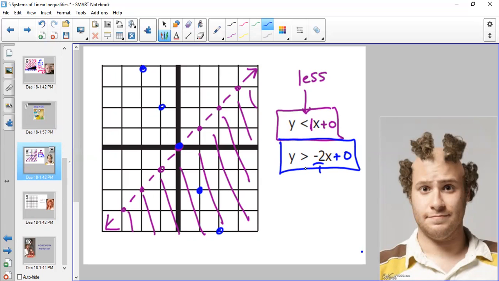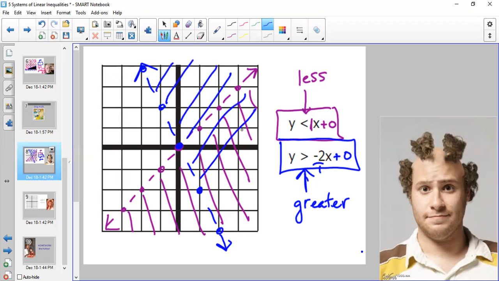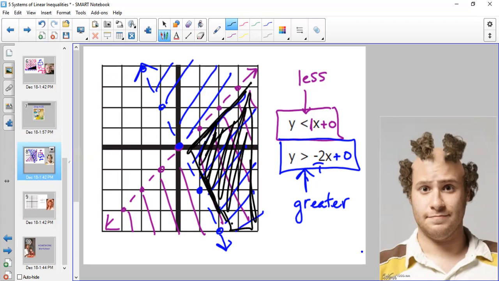It is a greater than, not equal to, so that means dotted again. And since it's greater than, we think shade up. So in this case, it'd be kind of the right side of this blue line. And our solution to this system is where the 2 inequalities overlap. So it is in this right half of the screen over here. That would be the solution to the system.